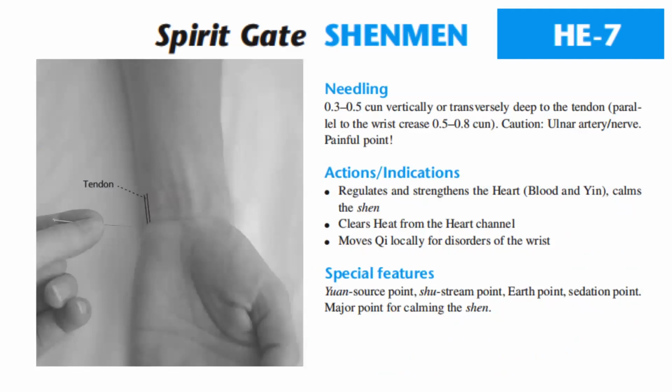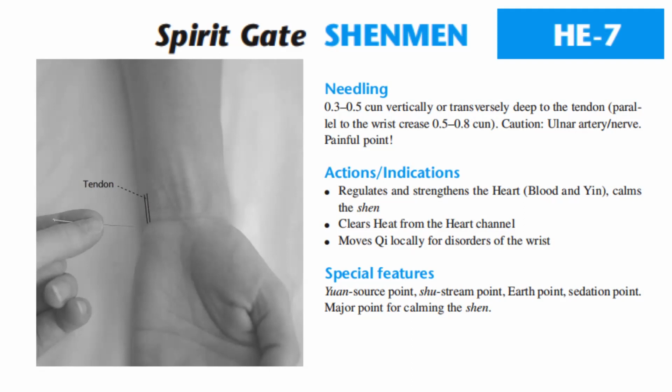Needling of Heart 7: 0.3 to 0.5 cun vertically, or transversely deep to the tendon, parallel to the wrist crease, 0.5 to 0.8 cun. Caution: ulnar artery and nerve. It is a painful point. Actions and indications: regulates and strengthens the heart, blood, and yin, calms the shen, clears heat from the heart channel, moves qi locally for disorders of the wrist.